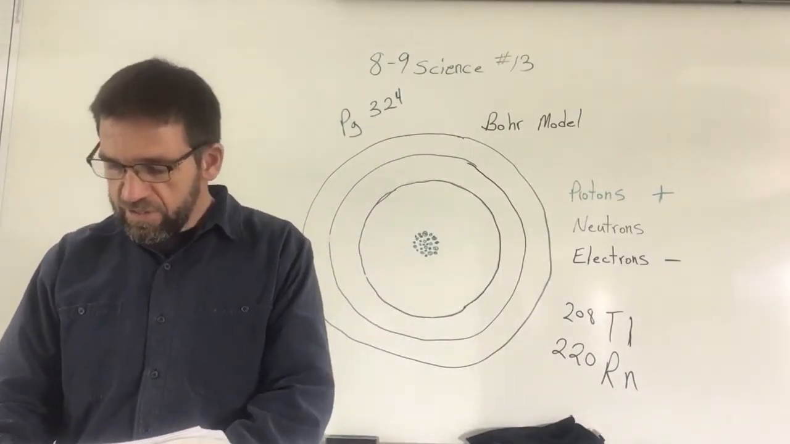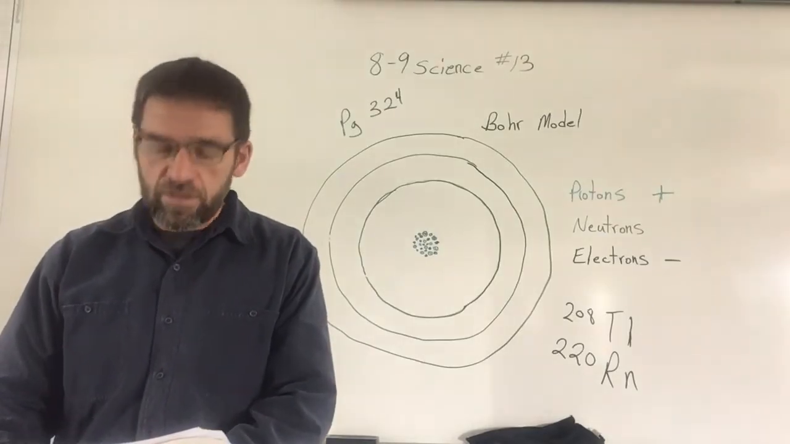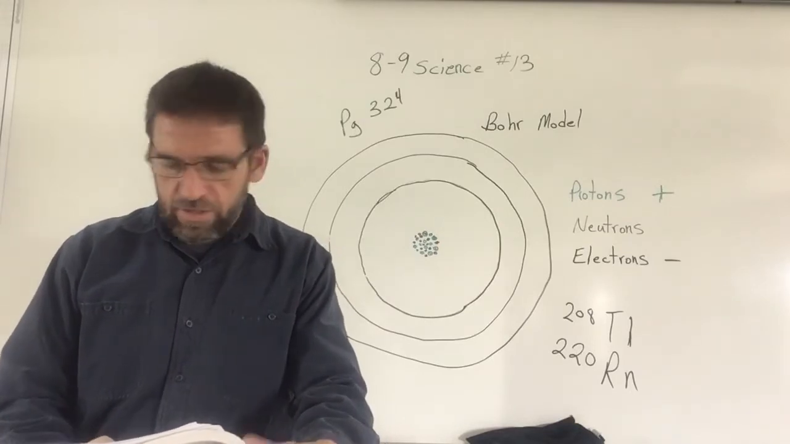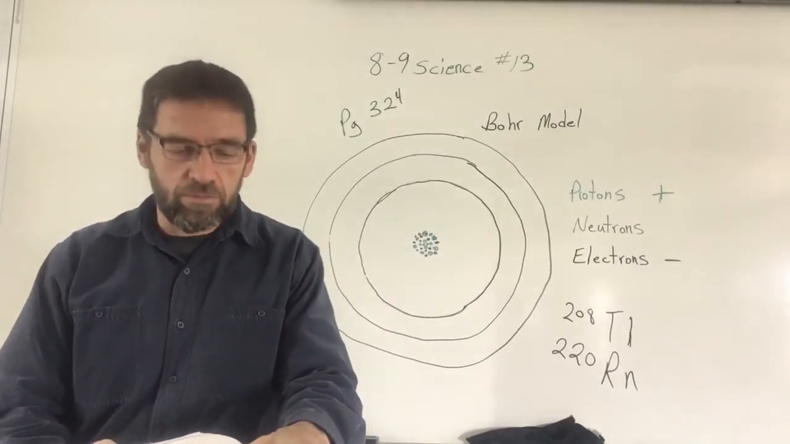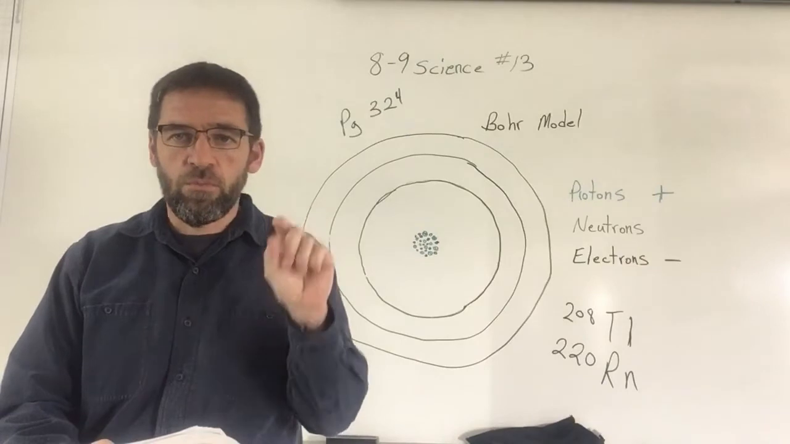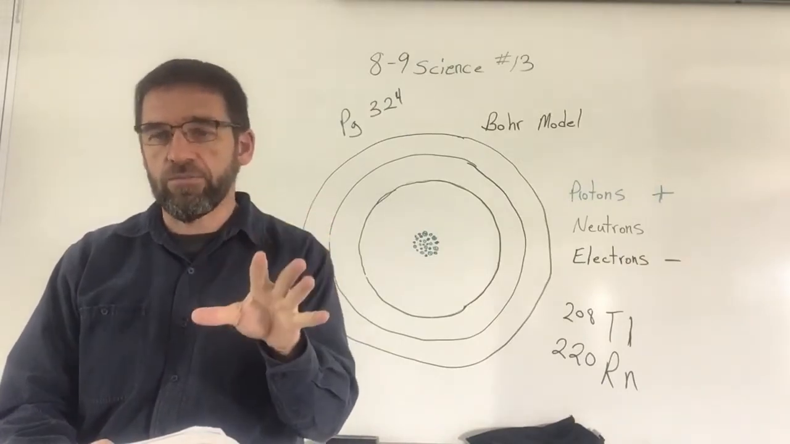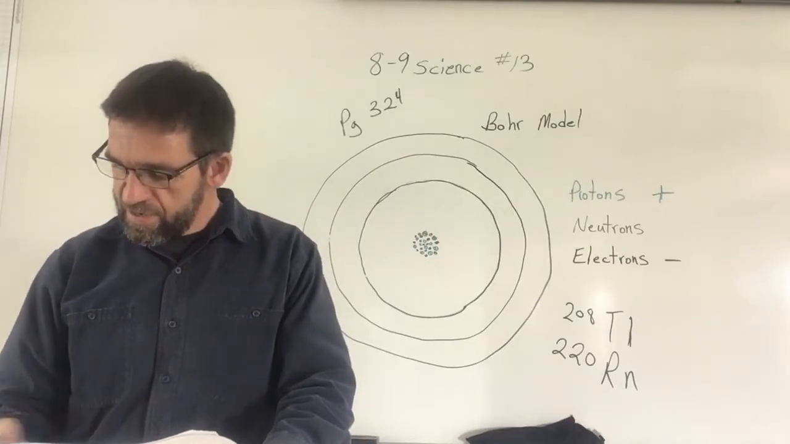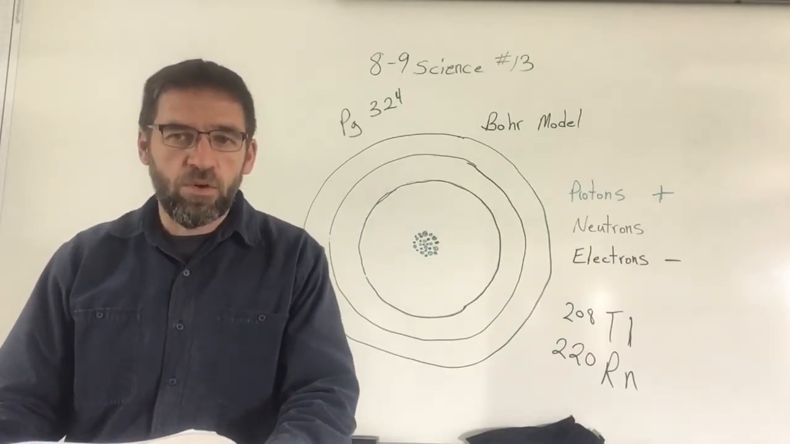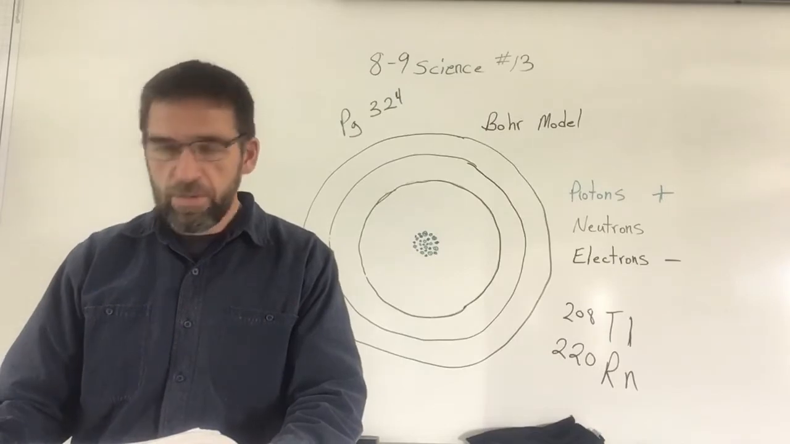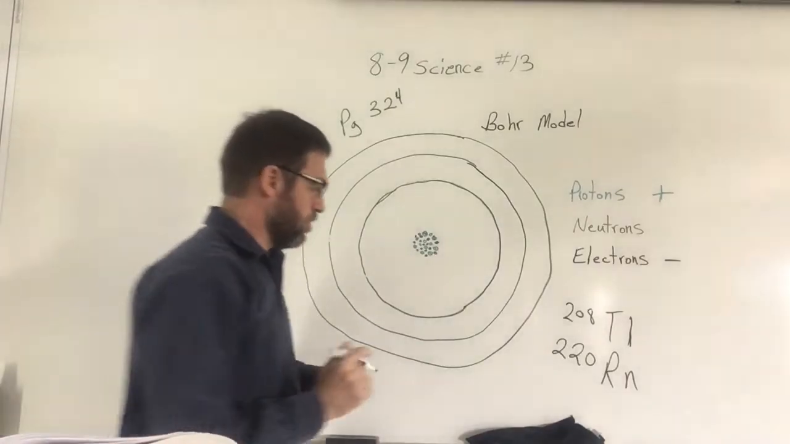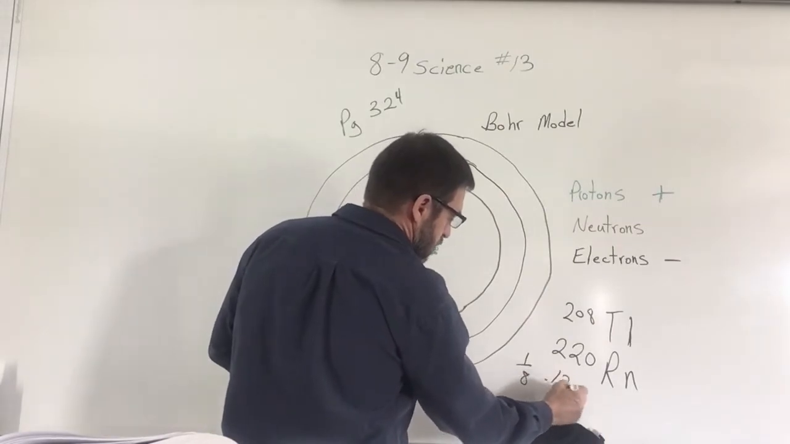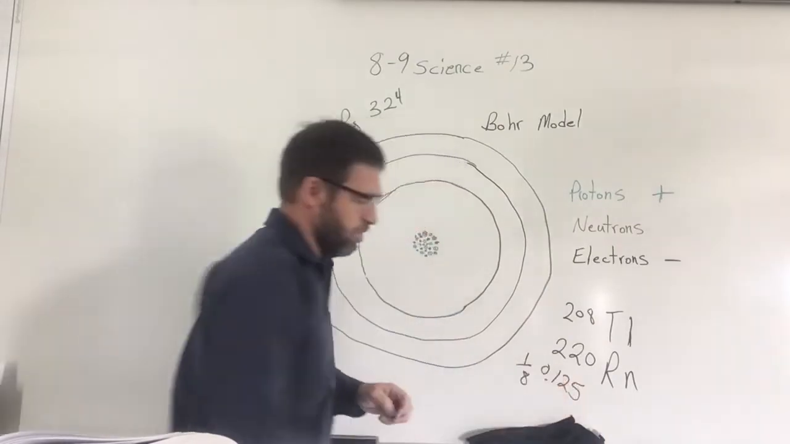15A. Number 16 is gamma decay. And number 17 is 2.5 grams. And number 18 is 0.125. Or maybe you had 1/8. You could have had 1/8 or 0.125.